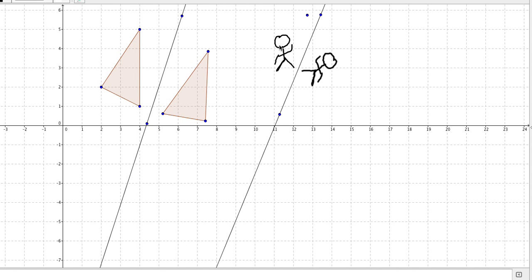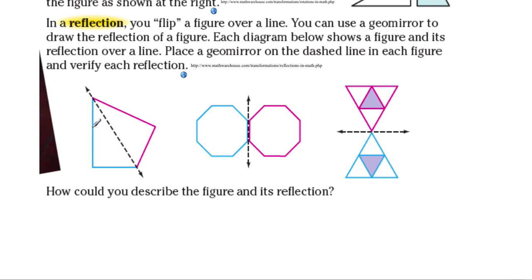So he basically reflected that dude over that line. Our reflection is basically flipping the figure over a particular line, and that's the same way with our examples right here. This figure was flipped over that line of reflection. This blue figure was flipped over this line of reflection. And this figure was flipped over that line of reflection. So a transformation that's a reflection is basically flipping the figure over a particular line, and that's your line of reflection. And those are our three transformations.